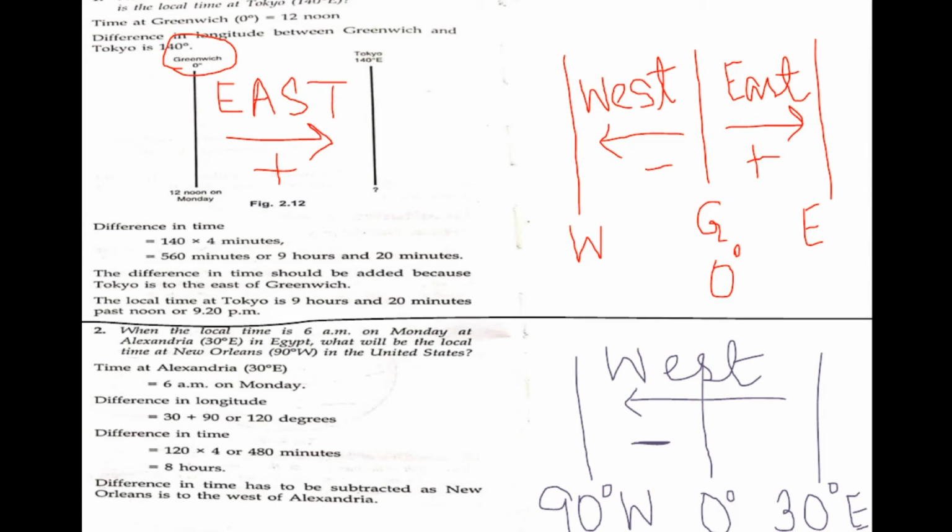But here, one is west and another is east. The other key point is that if you get two different eastings and westings, then add them to find the longitudinal difference. Here, by adding them, it is 30 plus 90, which is 120 degrees. As we know, 1 degree difference is 4 minutes. So for 120 degrees, it becomes 480 minutes, which is equivalent to 8 hours.